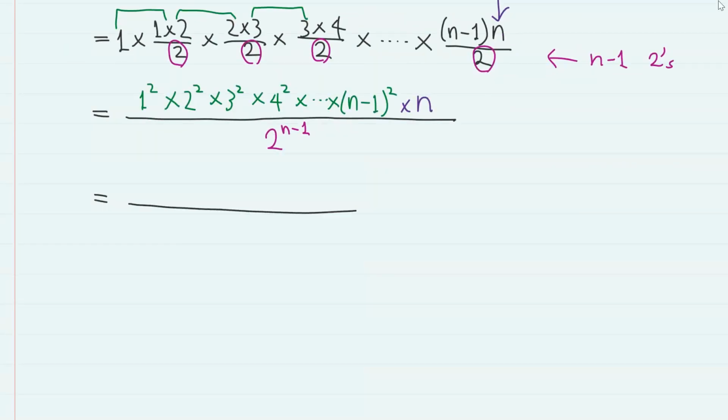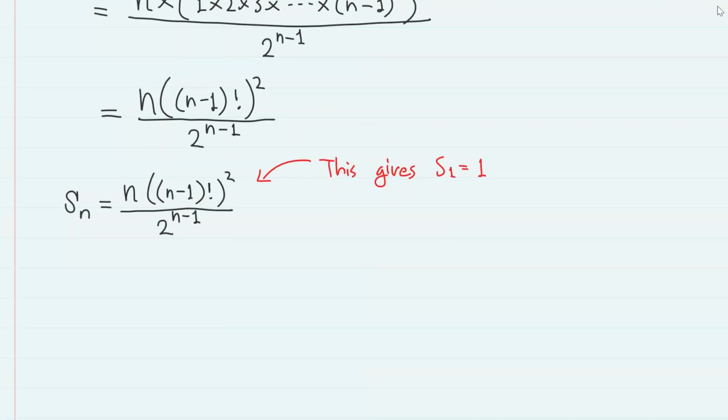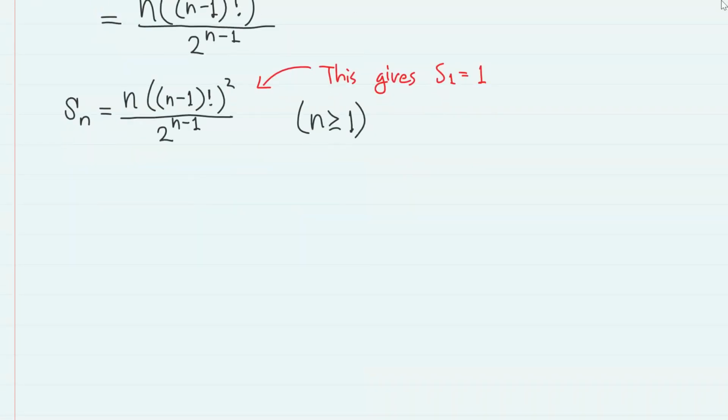And we can write this as n at the front, then 1 times 2 times 3 times up to n minus 1 squared, divided by 2 to the power of n minus 1, which is n times n minus 1 factorial squared divided by 2 to the power of n minus 1. And this result also works for n equals 1, so we can say Sn is given like this for all natural numbers n. So we have solved for Sn, the partial sum, and we have reached the final stage.